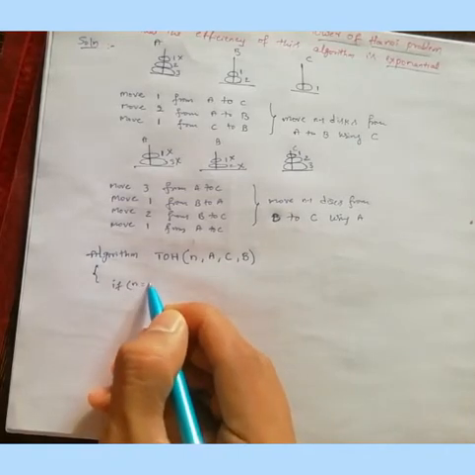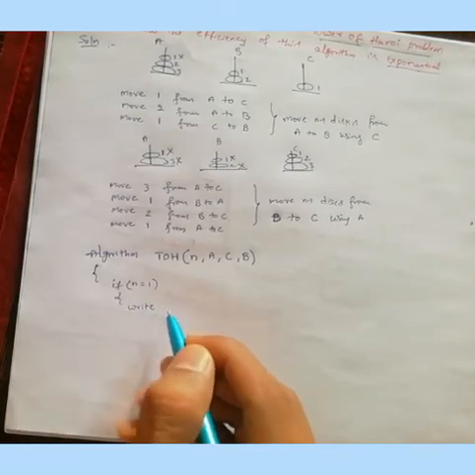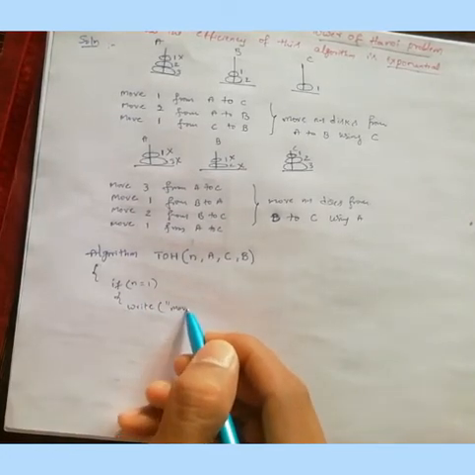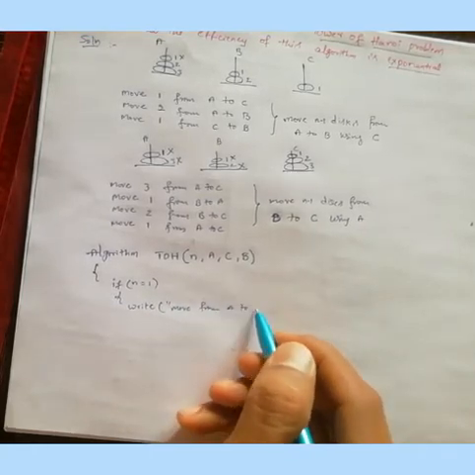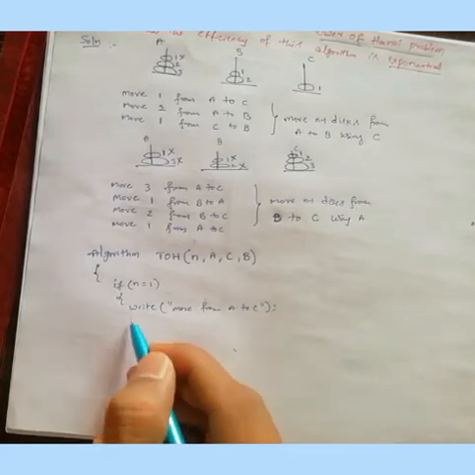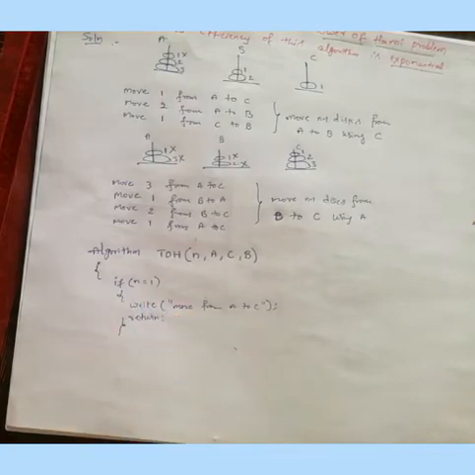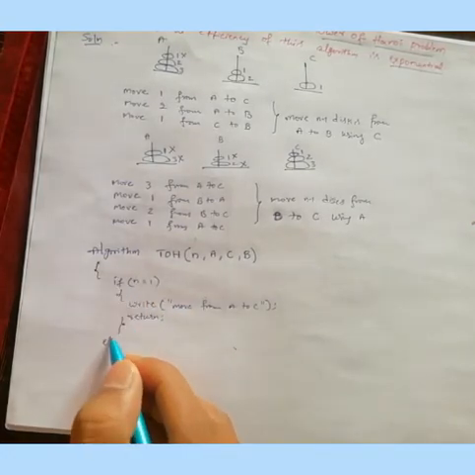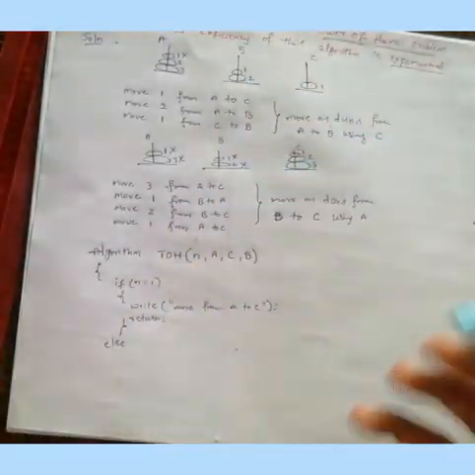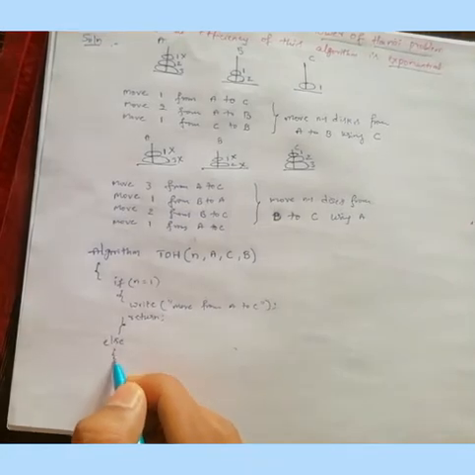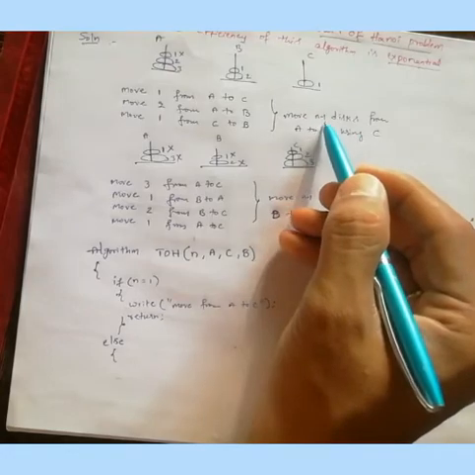If n value is equal to 1, then just write a message: move directly from A to C, and just return from the function if n value is 1. Else, here we are having 3, so you have to make use of B or C to move the disks. Else, what we did first, we are moving n minus 1 disks.